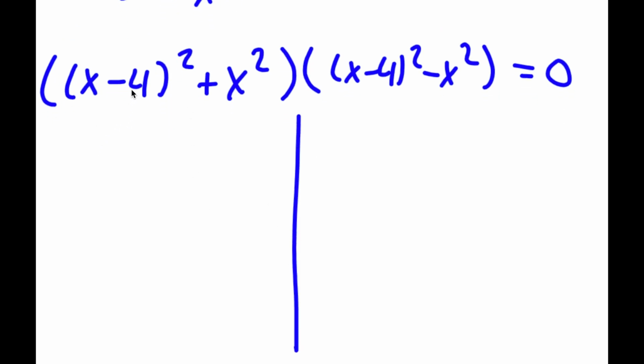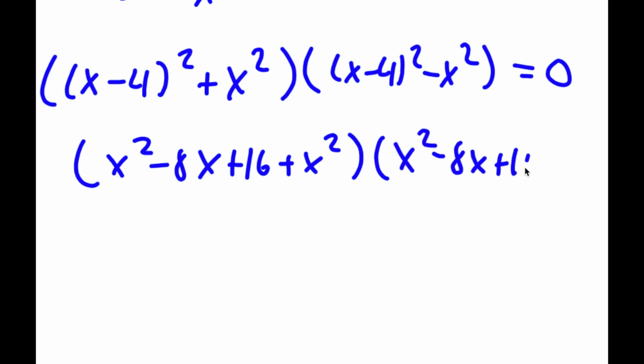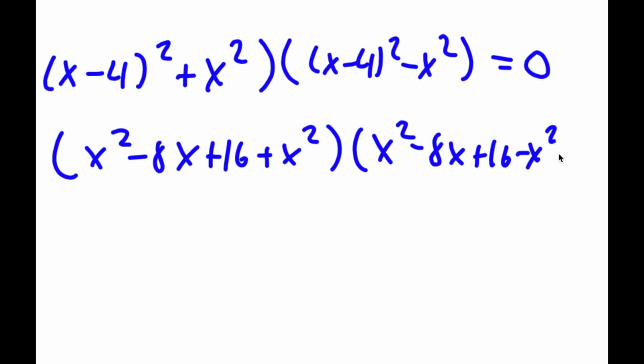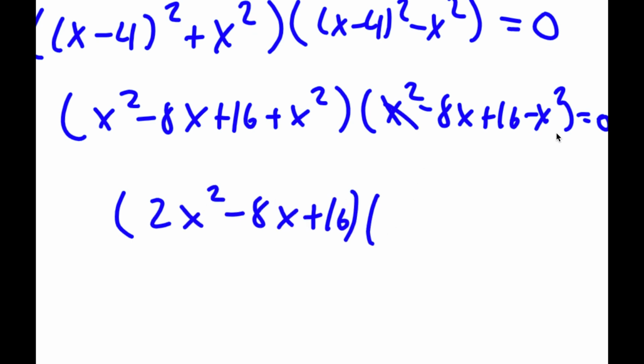So now if I simplify this, I get (x^2 - 8x + 16 + x^2)(x^2 - 8x + 16 - x^2) = 0. So in my left factor, x^2 and x^2 add up, so I get 2x^2 - 8x + 16, times, for my right factor, these two cancel out, so I get -8x + 16 = 0.